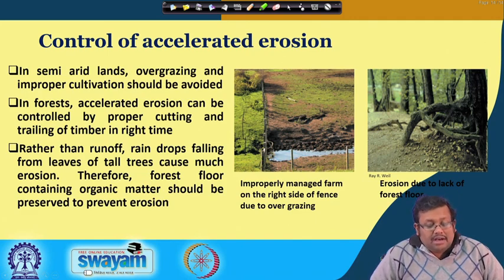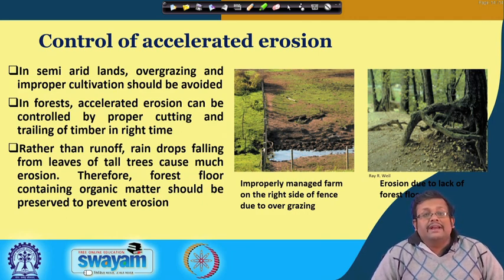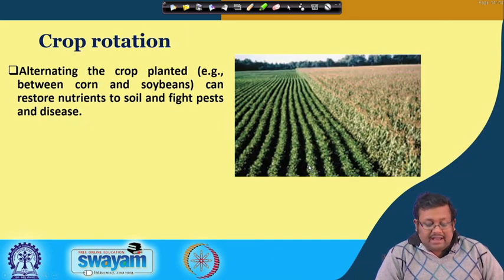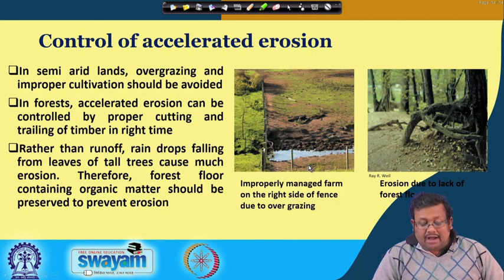Another one is control of accelerated erosion. Now in semi-arid lands, overgrazing and improper cultivation should be avoided. Obviously you can see improper management on the right side of the fence due to overgrazing. You can see mostly all the soils are bare, and as a result there is a high amount of soil erosion.